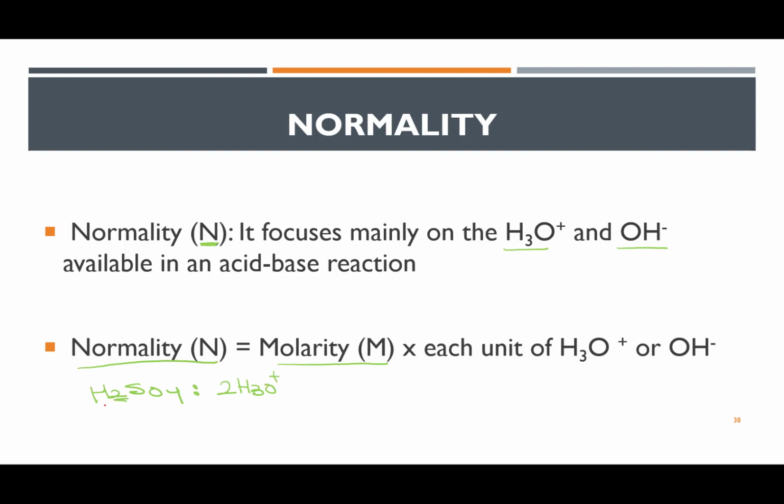That's 2. Or let's talk about magnesium hydroxide. How many units of hydroxide ion does it have? It has 2 units of hydroxide ion. That's what it means by each unit of hydronium or hydroxide ion. Basically, look at how many hydronium or hydroxide ions we've got, and multiply those unit numbers by molarity.